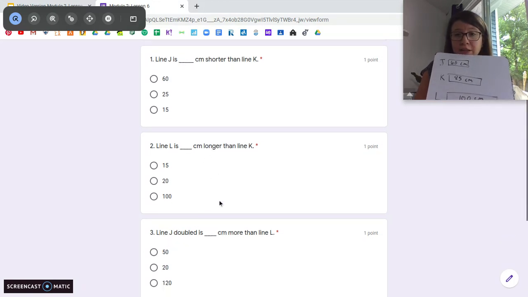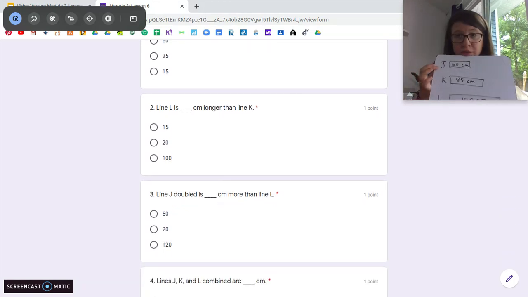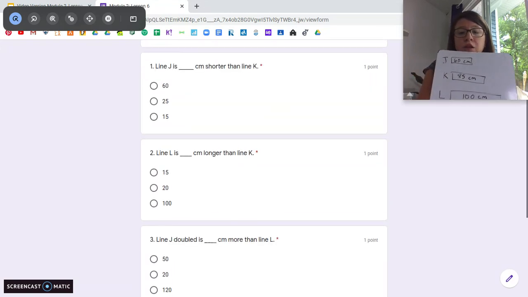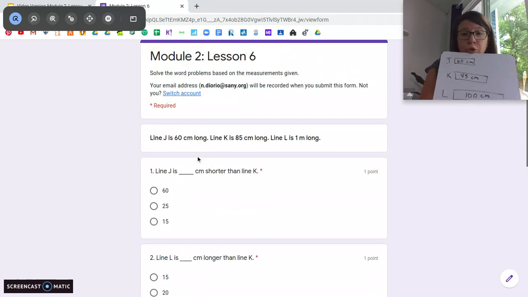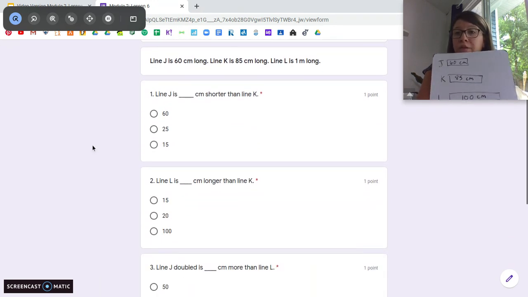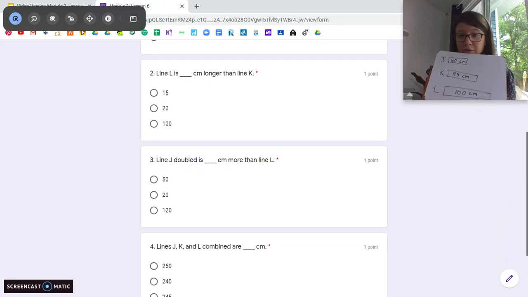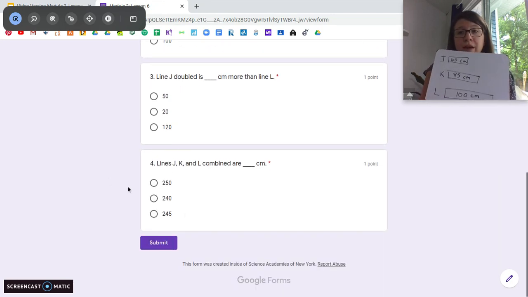You're going to compare them just like we did in our lesson today. So you're going to see how many centimeters shorter, longer. This one, you've got to double the length of this one. So 2 times, double this one, and then solve. And then you're going to combine them like we did in the second and the third line problem. So you're going to use these lengths and solve just like we did in the problem set. You're going to subtract for most of them, except for the combined, you need to add them all together.